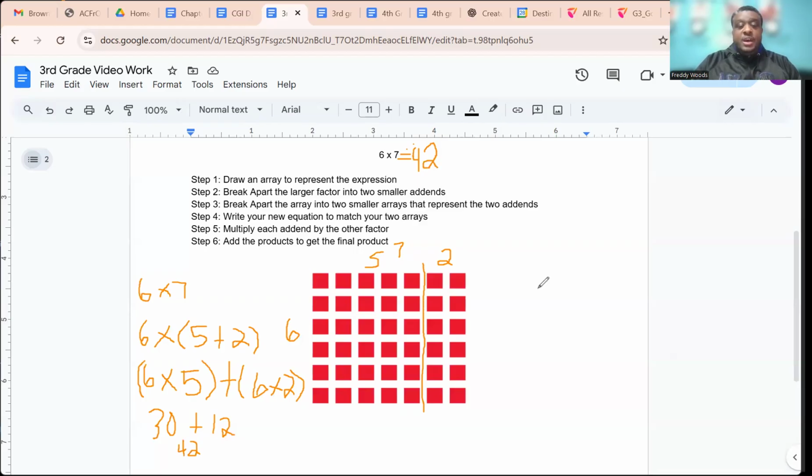So quick recap. I have my array that represents my original expression, 6 times 7. I break one of my factors apart. I broke up the bigger factor, which was 7, and in my array, I broke it up into two smaller rectangles, 5 and 2. I know that works because 5 plus 2 gives me 7. Then I distributed my 6 to make sure I did 6 times 5 and 6 times 2. Then I multiplied both of the add-ins by the 6. And when I got my products, I added both of those products and I got my final answer. That is how I use the distributive property to help me multiply bigger numbers.